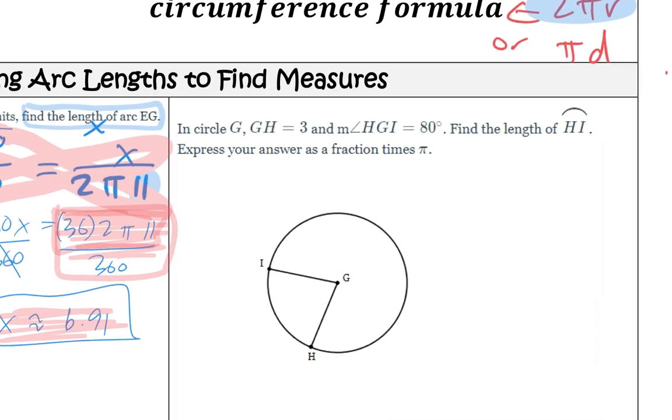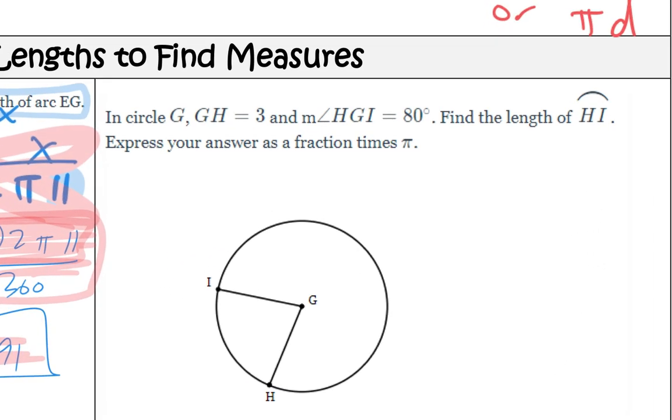Now, this one is a little bit different, and I'll show you why. Okay, it says in circle G, and we know G is the center, so that's how we name the circle, GH is equal to 3. So GH is right over there, and that's equal to 3. And what is that? That is our radius, right? So that tells us that the radius is equal to 3.